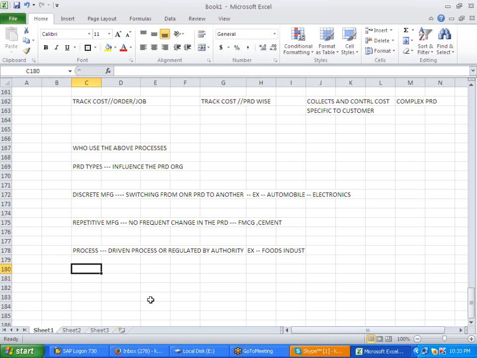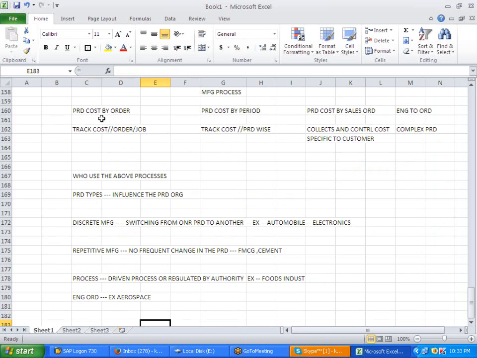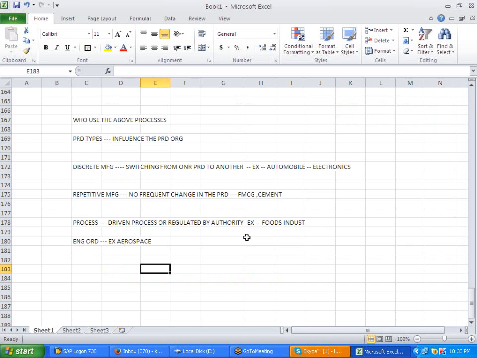Next, engineer to order, which I have just explained, right? Complex productions. Examples are aerospace, defense. All those things will come into engineer to order. Now, depending on the nature of the production types, those organizations will choose the kind of manufacturing process available in SAP. So before we get into discrete, repetitive and so on, what process will they use? Before that, we need to understand two terms.